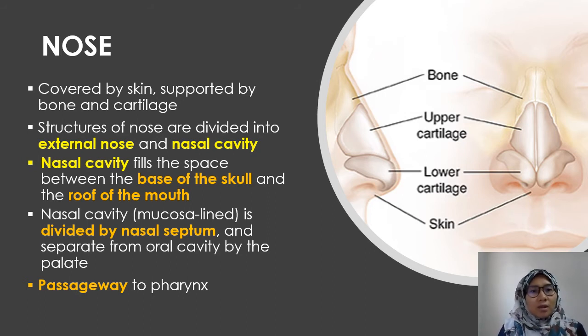The nasal cavity fills the space between the base of the skull and the roof of the mouth. So dia punya kawasan cavity tu start at the base of our skull and roof, lelangit mulut. The nasal cavity is divided by the nasal septum. Ni kat tengah-tengah ni, sebab tu kita ada hidung kiri dan kanan. It is separated from the oral cavity by the palate. Palate ni adalah lelangit. It has a passageway to the pharynx.